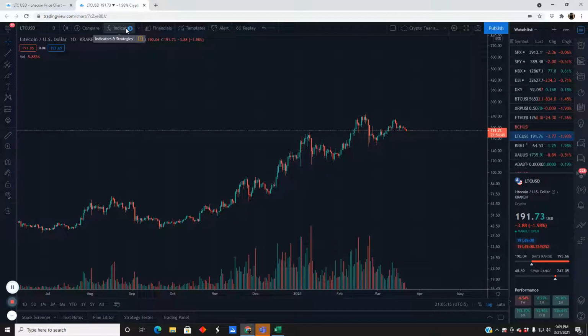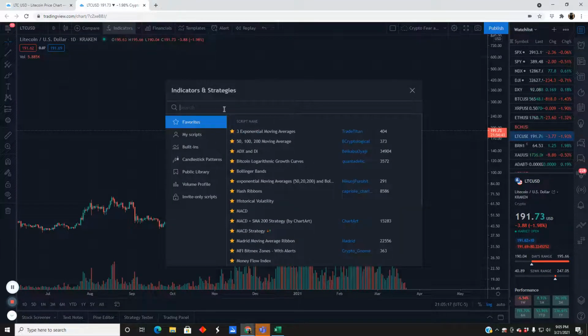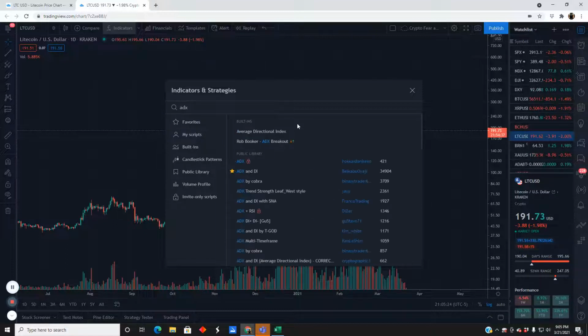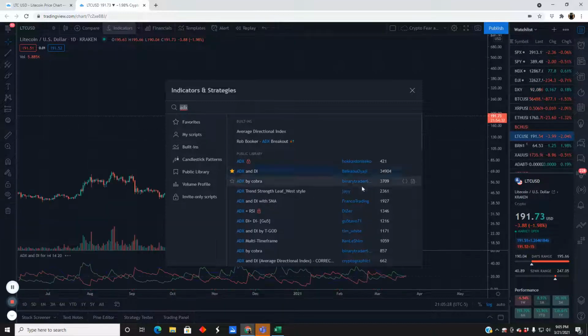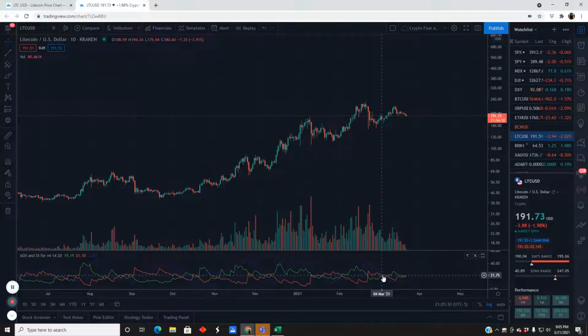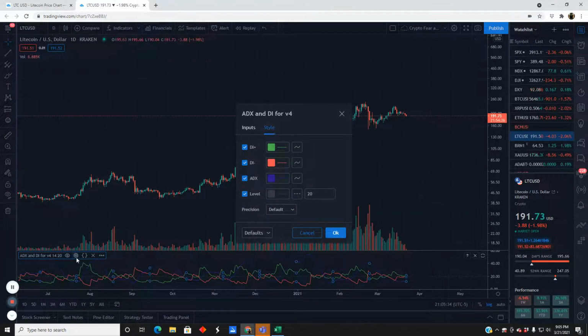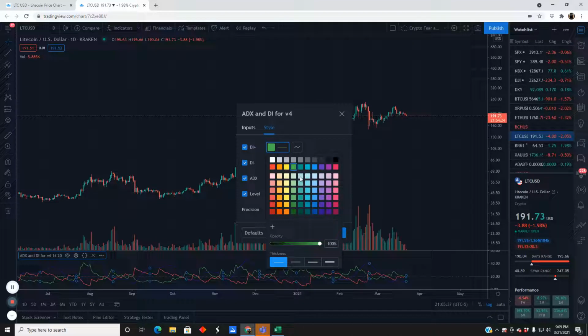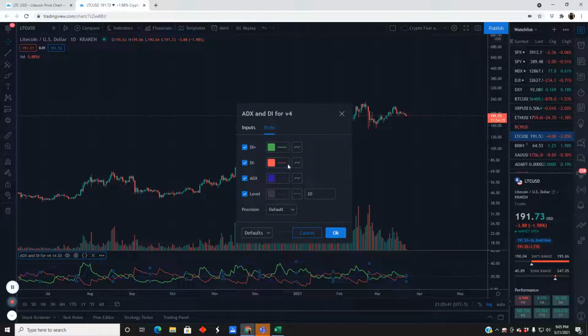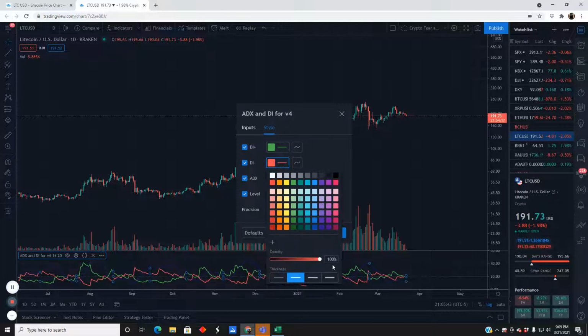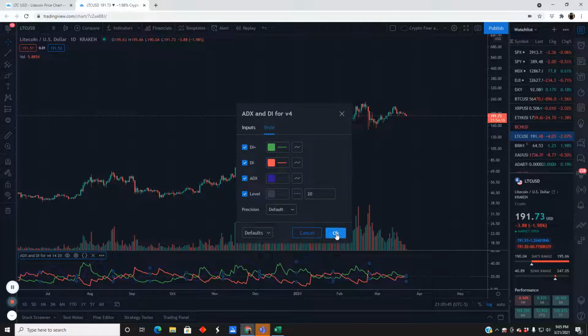All you have to do is go to the indicators up here, and then I have it right here as a favorite, but just search in the search bar ADX and DI, find the one with the most views here, click that and it'll pop up. You can change the settings if you want to. If you just click on it and then you go to this little thing here, you can change the color or the thickness of the line, however you want to do it. Let's change the thickness just for now. So then you press OK.